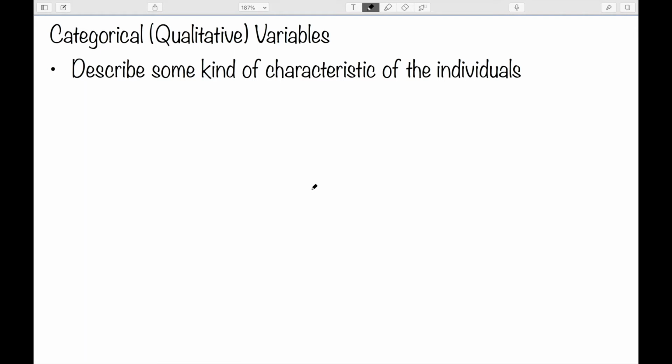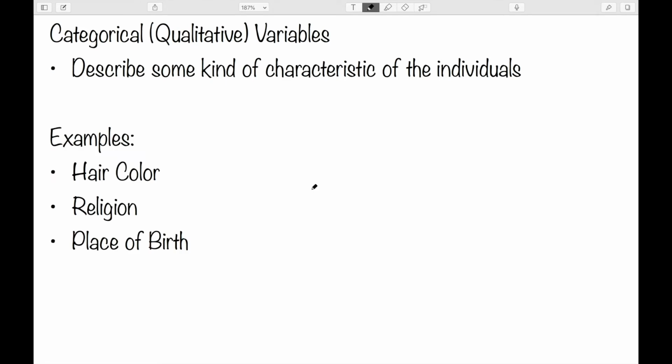Let's start by defining categorical or qualitative variables. These are variables that describe some kind of characteristic of the individuals. Some examples of this include hair color, religion, or place of birth. These are all different characteristics that we can assign to individuals in a particular study.